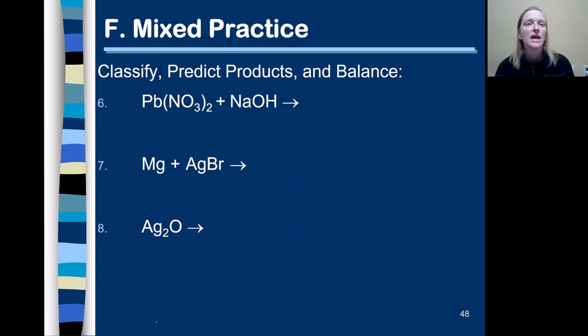Let's look at some examples then where we need to predict the products. In order to predict products, we first need to know what kind of reaction we're dealing with.